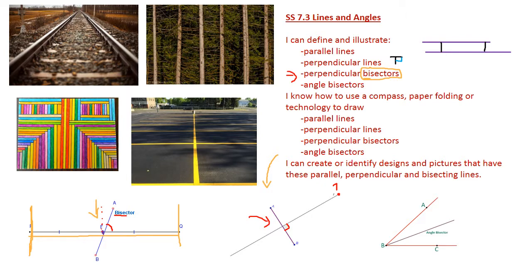In the angle ABC, this black line splits the angle exactly in half, and they've called it an angle bisector.